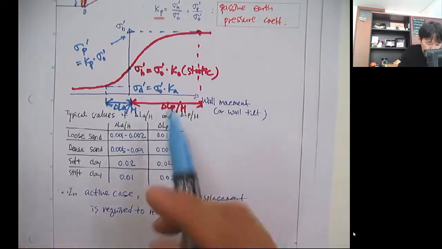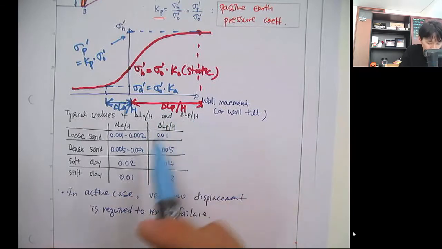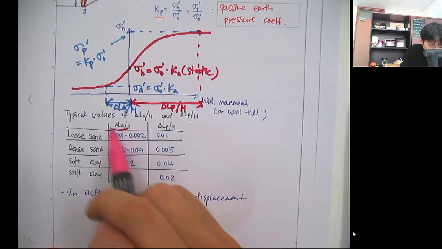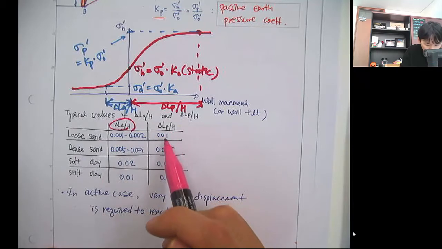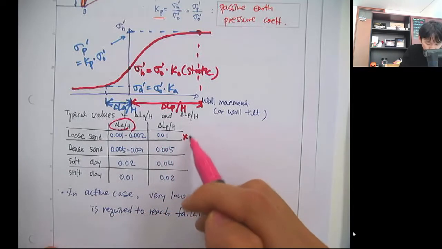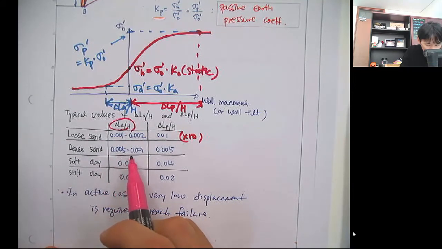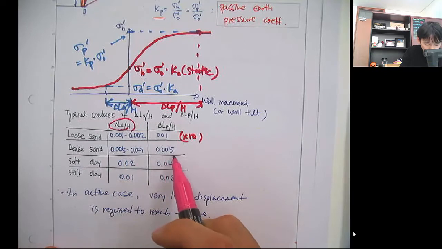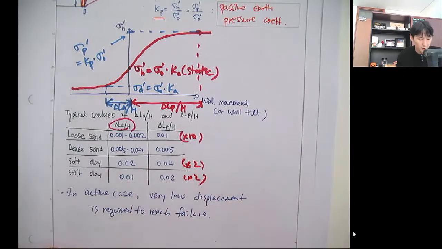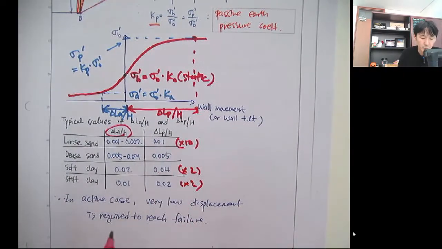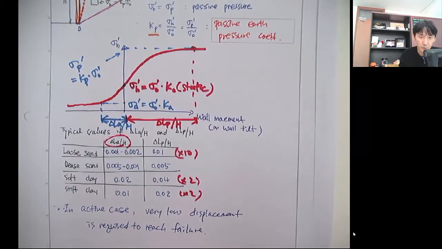So typical values for the delta LA over H and the delta LP over H. So this is the active case. In the active case, in loose sand, you can see 0.001, 0.002. But in the passive case, 0.01. So it's 10 times larger. Right? Here, it's in dense sand, 0.005 to 0.001. And here, 0.005. Right? So in all cases, in clay also, the passive case requires a larger deformation or larger displacement of the wall.